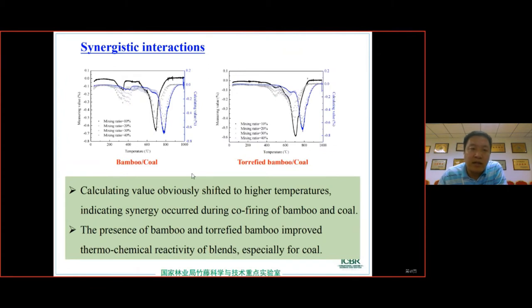And this is a synergistic interaction. We found the calculated values, the blue line, shift to a higher temperature, indicating synergy occurred during the co-firing of bamboo and the coal. And the presence of bamboo and purified bamboo improved the thermochemical reactivity of the blend, especially for the coal.